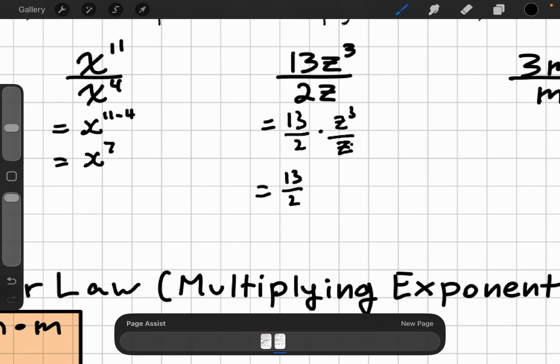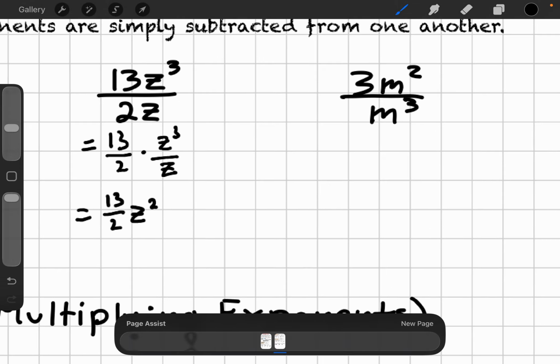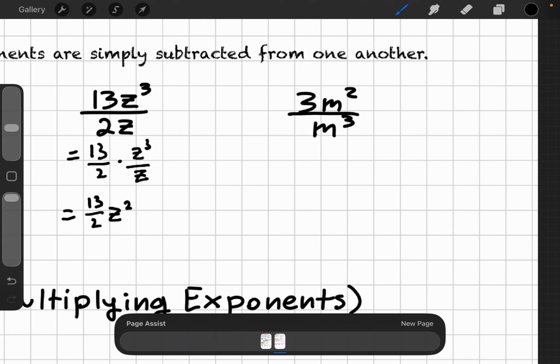Now, z to the power of 3 over z is the same thing as z to the power of 3 divided by z to the power of 1. So it's just z to the power of 3 minus 1, which is z to the power of 2. And the last one, pause the video and see if you can do this question using the quotient law. All right, if you have figured out the answer, let's continue.